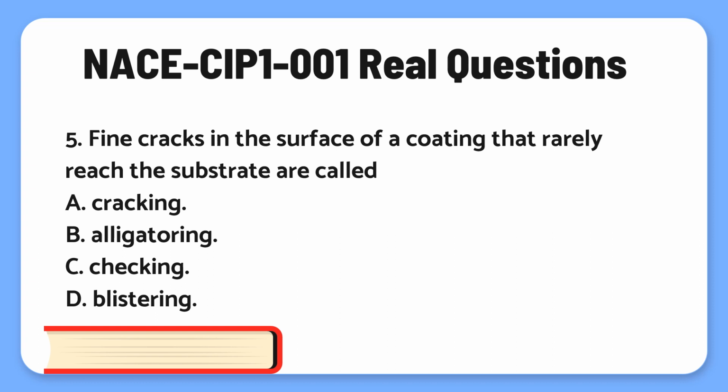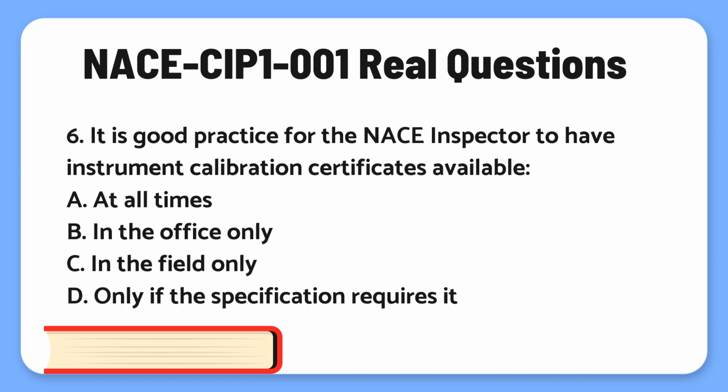5. Fine cracks in the surface of a coating that rarely reach the substrate are called A. Cracking. B. Alligatoring. C. Checking. D. Blistering.